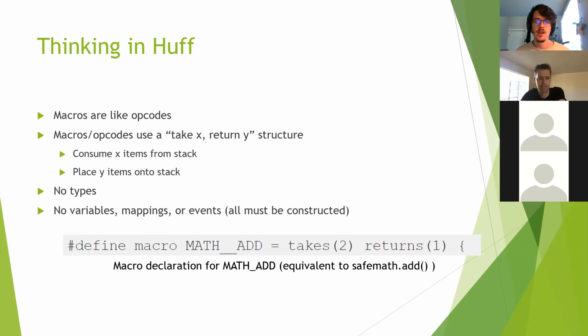Other important things to point out, there's no typing in Huff. So all data is interpreted literally as a uint. So if you have things like addresses, you might have to do careful inspection of them to make sure that they don't have 21 bytes of non-zero data, because addresses are only supposed to have 20 bytes of non-zero data. And of course, there's no variables, there's no mapping, and there's no events. All of these can be constructed. You can get things that behave similarly to mappings and events, but it's not an easy thing to do.